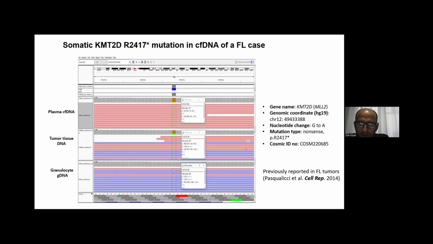G2A mutation. And there are two important parts. One of them is that previously exactly the same mutation was identified by others, Pascucci and colleagues, but it was observed in tumor tissue DNA. As you can see here, we not only identified this one in tumor tissue DNA, but also observed the same mutation in the plasma of the same patient. And as you can see in the granulocyte, there is no mutation. So this is showing that this is a somatic mutation.